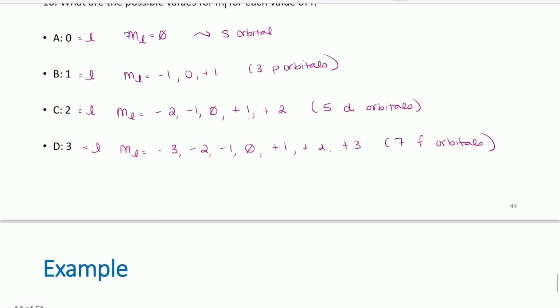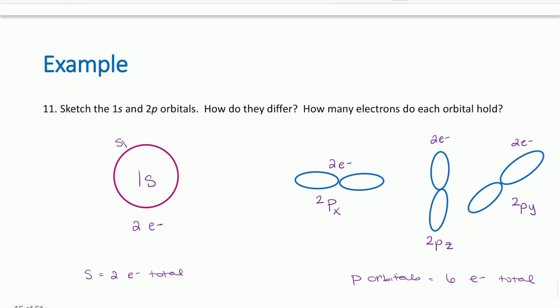S is a sphere. Oops. P is, I call them your dumbbells. Other people call them bow ties. Whatever you want to call them, that's the difference in shape. And then these will actually have opposite, talk about this in another class, but one side will be shaded in, one side will not. So they're slightly opposite of each other, but this makes up your 2p: 2px, 2py, 2pz.